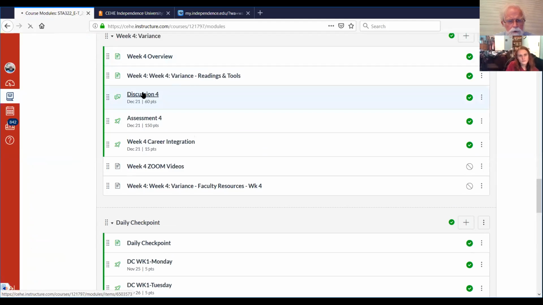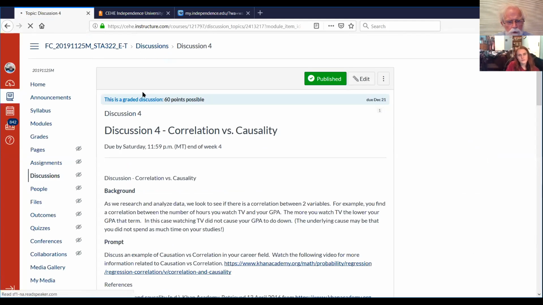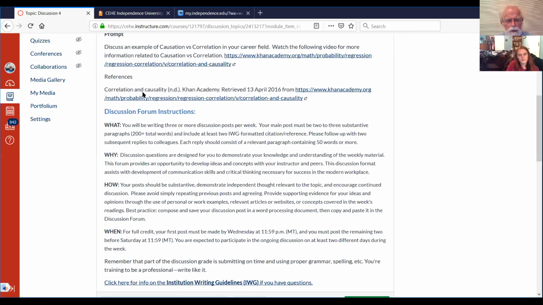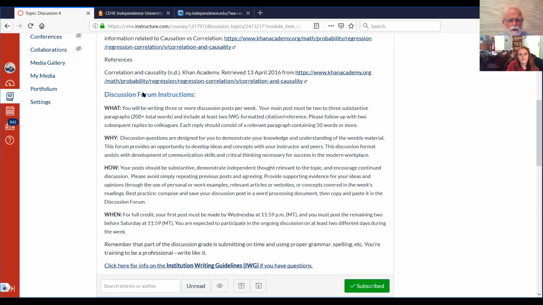So the discussion this week is looking at correlation and causality. Just because 2 things happen at once doesn't mean they cause each other. There are some things that are very obvious. Your truck got hit and that caused it to get damaged, right? Those are directly related.